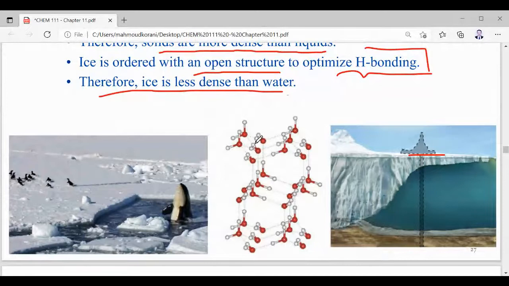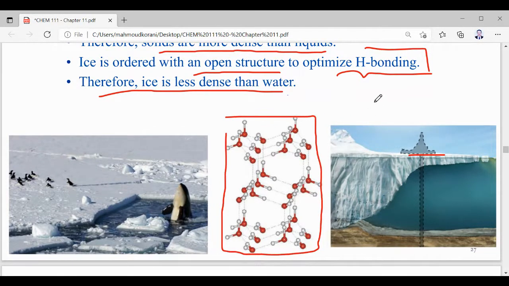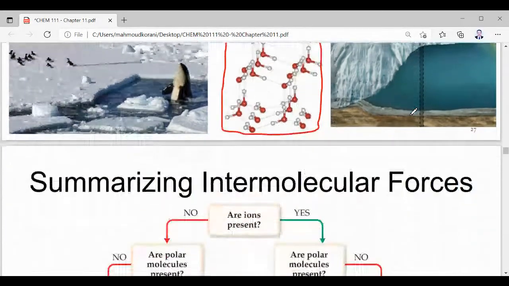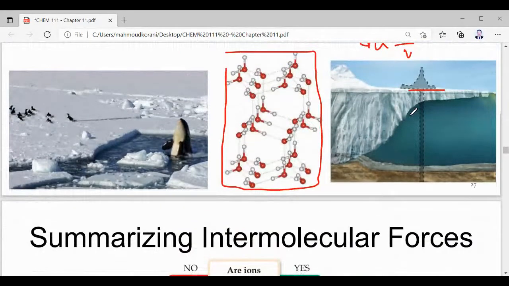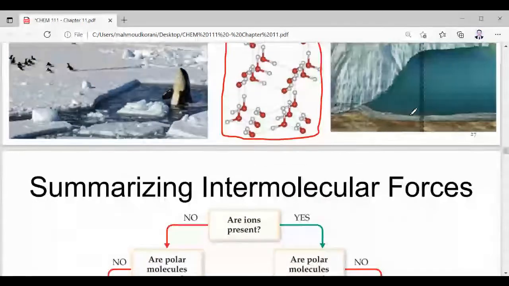If you optimize the hydrogen bonding, as you see in the open structure, it arranges in a way that increases the volume of the ice, and as a result the density decreases, because density is inversely proportional to the volume. That's great. So the floating of ice on the surface of liquid water is mainly due to the hydrogen bonding.